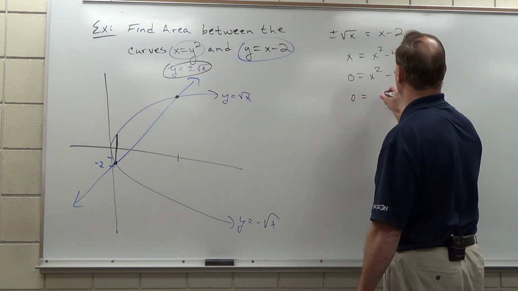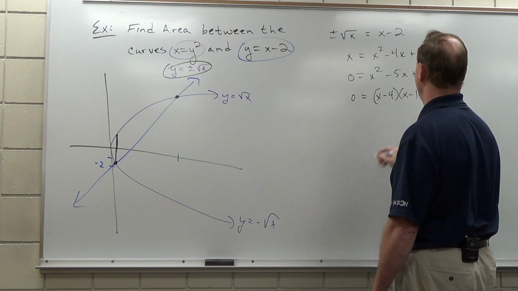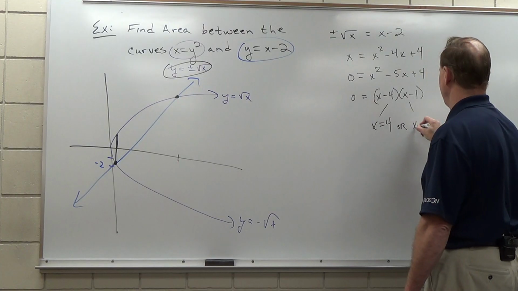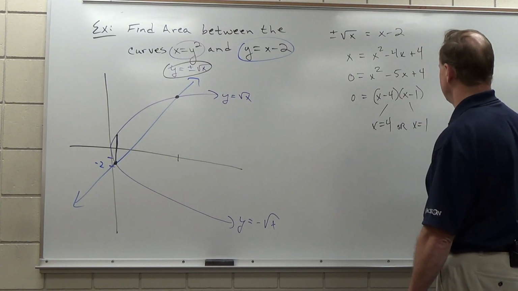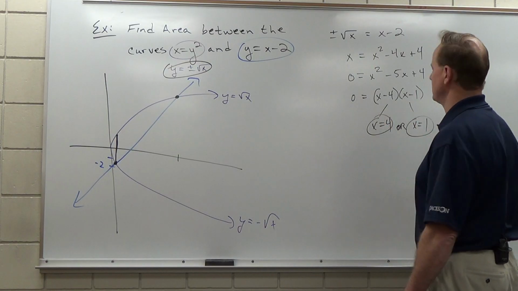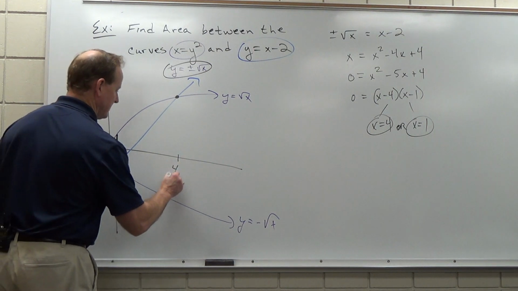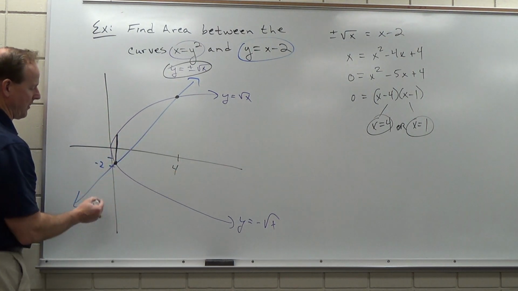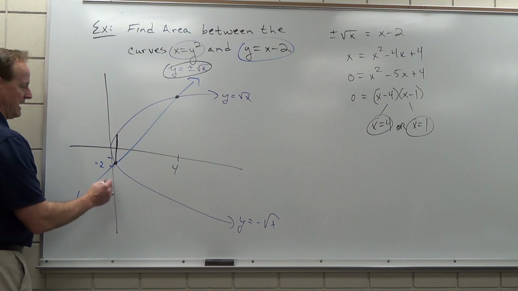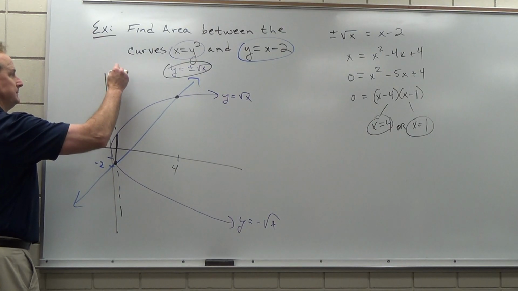So 0 equals x minus 4 times x minus 1 is going to work here. And this tells me that x equals 4 or x equals 1. So let's do that here, and so x equals 4, x equals 1 is actually where that's going to be. So I wasn't quite drawn to scale here. It would have been a little bit farther to the right, but the reality is that this black vertical line occurs at the line x equals 1.